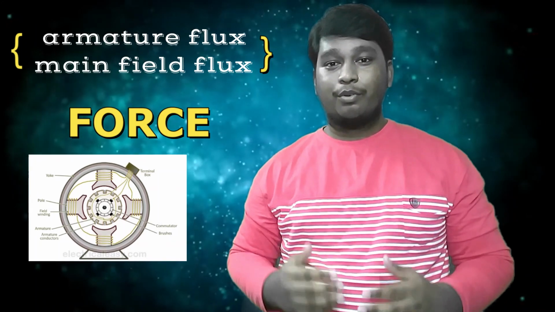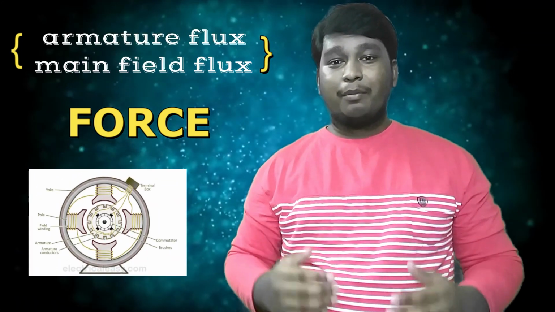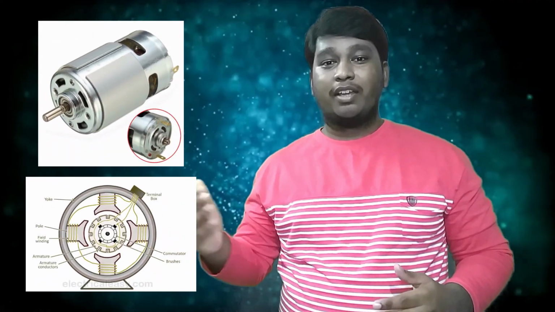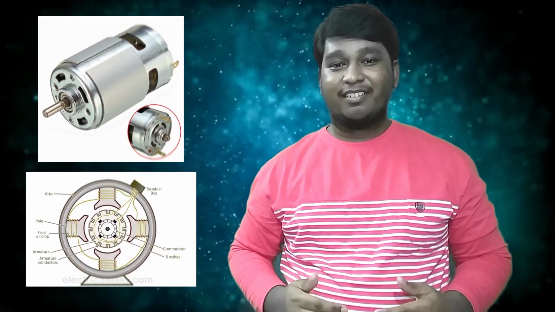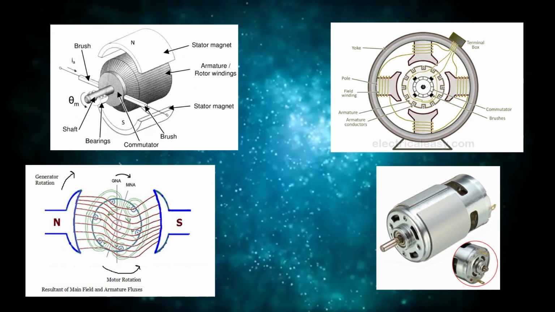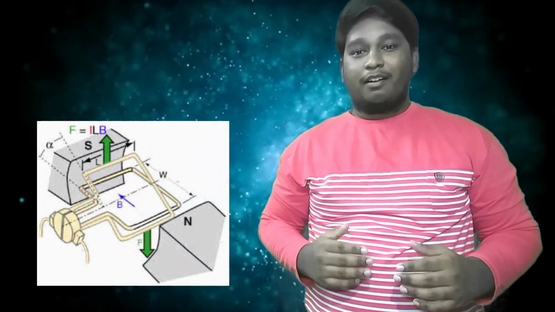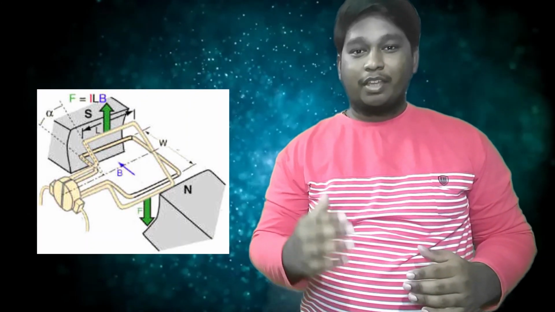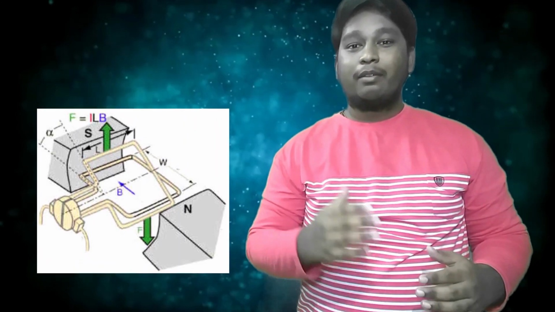The interaction between these two fluxes produces force. This force acts on the armature conductors. The armature conductors of the rotor get rotated. All the forces exerted on the armature conductors combined form a torque. Friends, this is all about the DC motor.